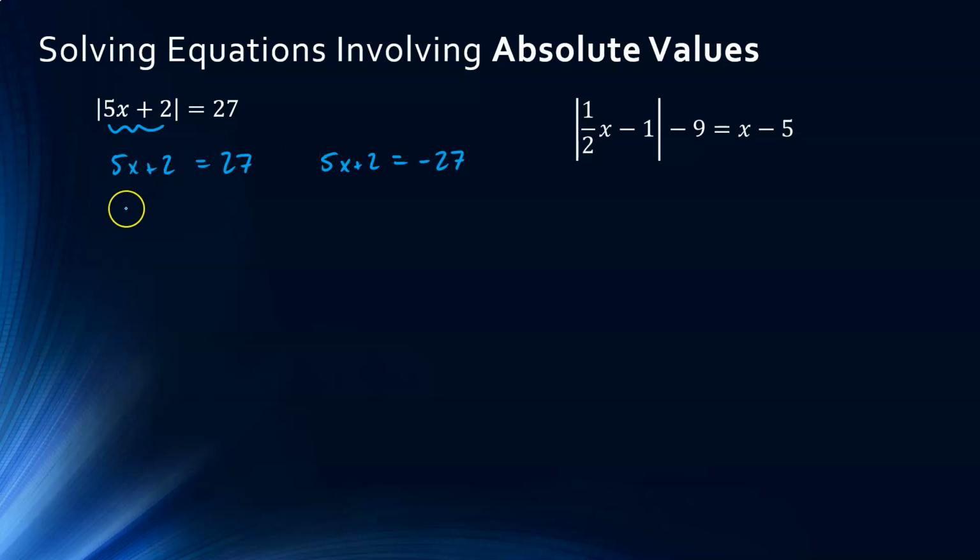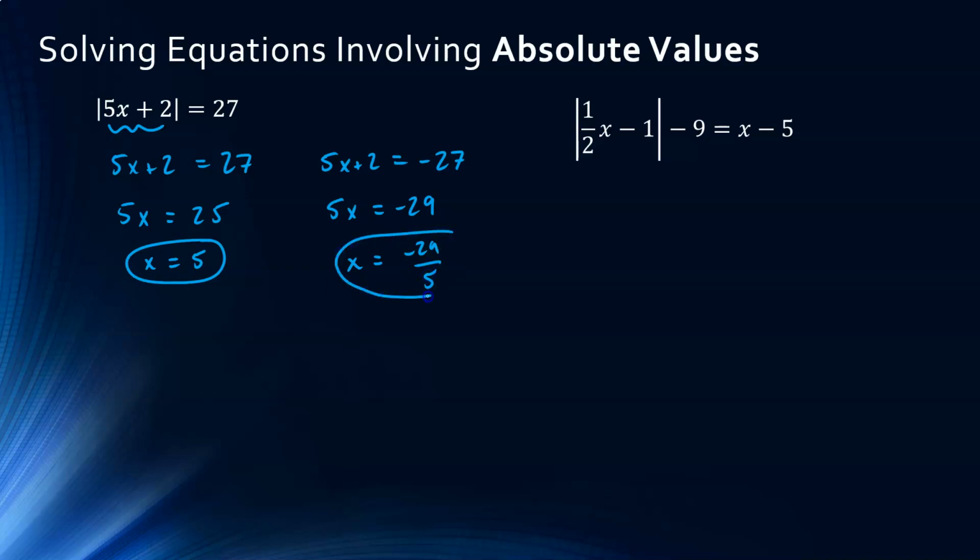So the first one, I would subtract 2 from both sides. Now I would have 5x equaling 25. Then divide by 5, and we would obviously get one of our solutions is 5, or could be 5. And now I'm going to do the same thing on the other side. I'm going to subtract 2 from both sides. When I do that, I get negative 29. And when I divide both sides by 5, I get negative 29 over 5. So that would be my other solution.